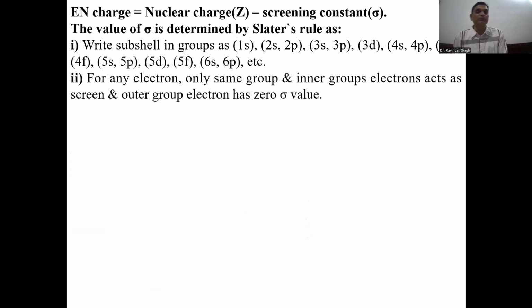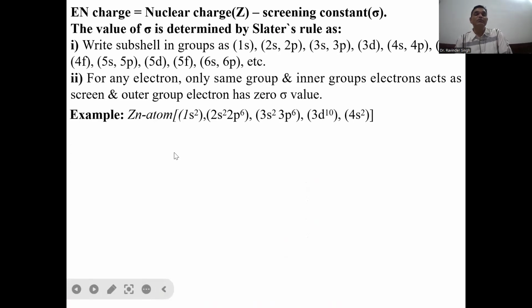After the grouping, the second Slater's rule applies to any electron, considering only the electrons present in the same group and the inner groups. The inner group electrons act as the screen, while the outer group electrons have zero screening effect. For example, we write here the configuration of the zinc atom. The question may be asked in different ways. For example, for the zinc atom, the examiner may ask: what is the effective nuclear charge experienced by a 1s electron? What is the effective nuclear charge experienced by a 2s electron in the zinc atom?